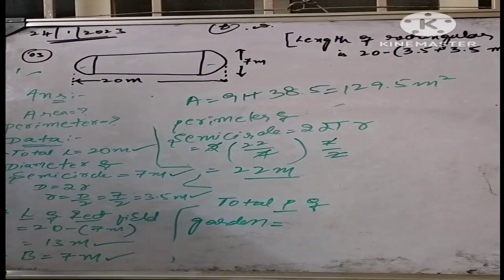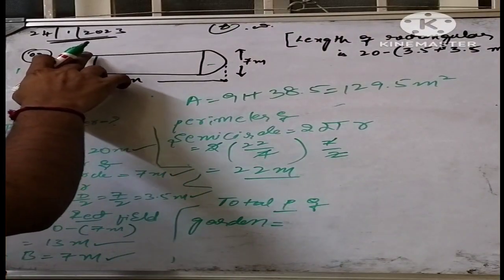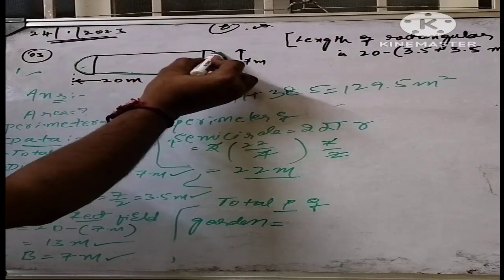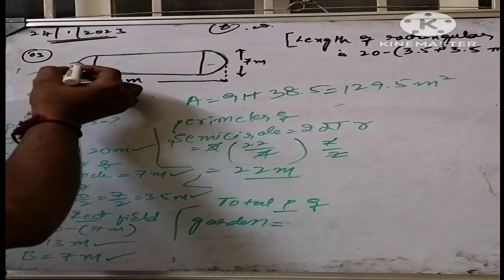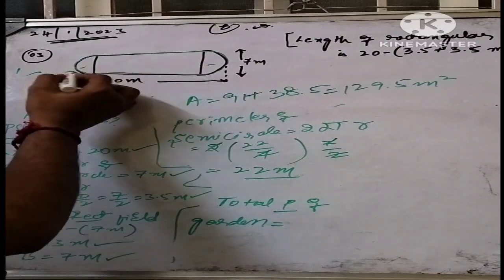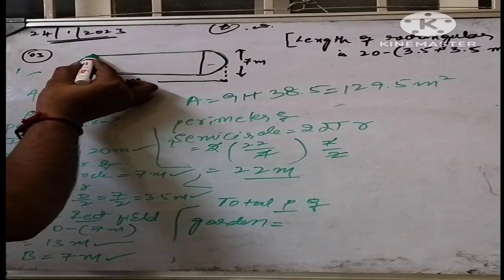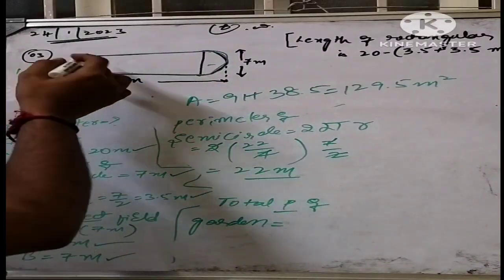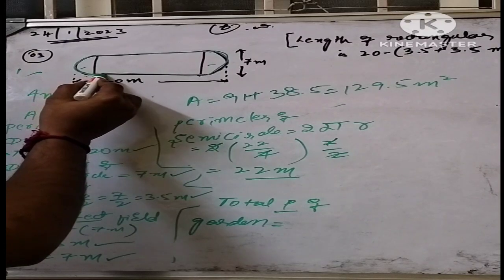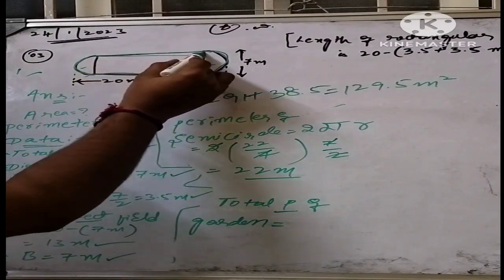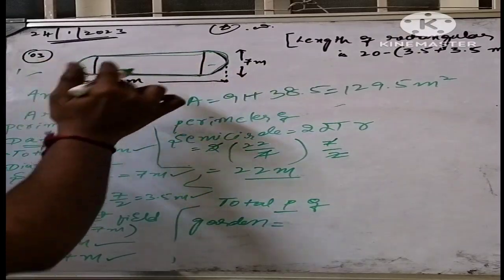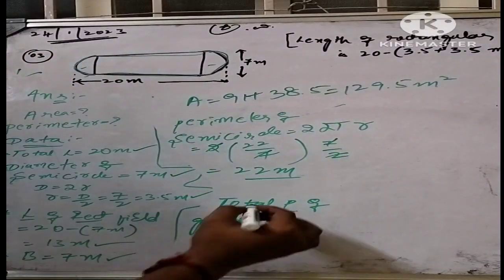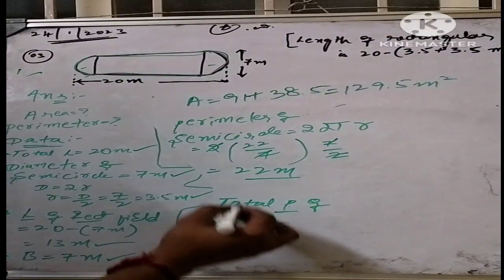Here people will get confused. Perimeter means this one, circumference. Perimeter means the circumference of the garden. So we have found the perimeter for two semicircles. But from here to here, we have found 22 meter. For the perimeter, we have to find from here to here and here to here. We should not consider this. Why? Because perimeter means circumference, not the inside line. Only the circumference is the perimeter.